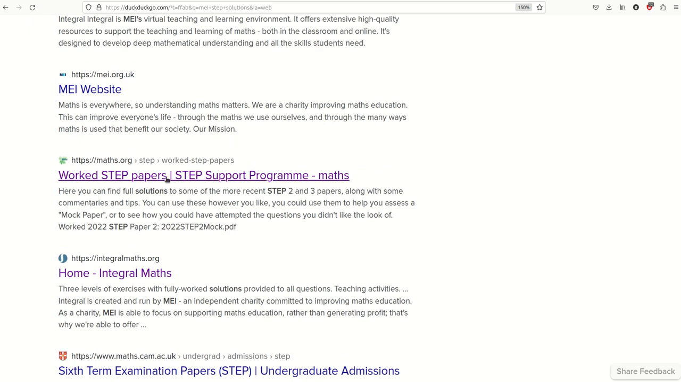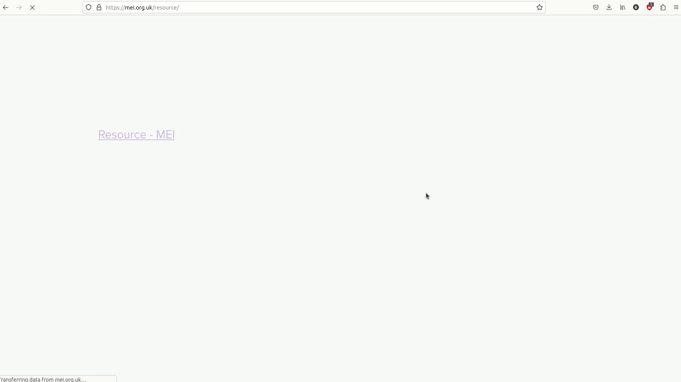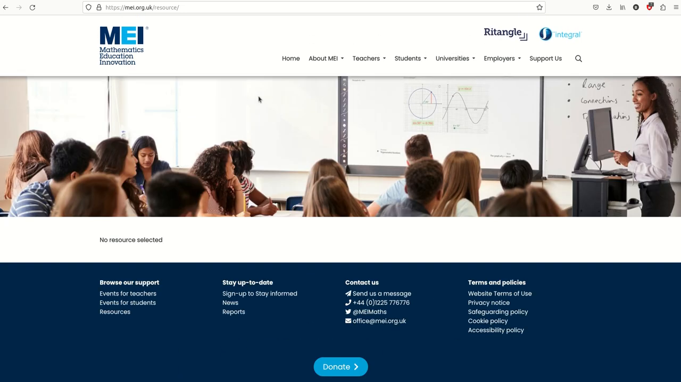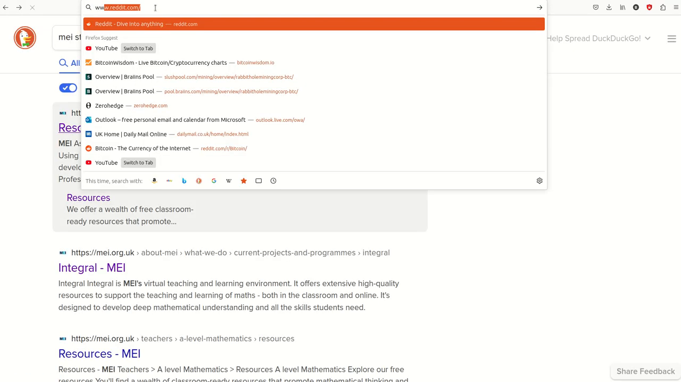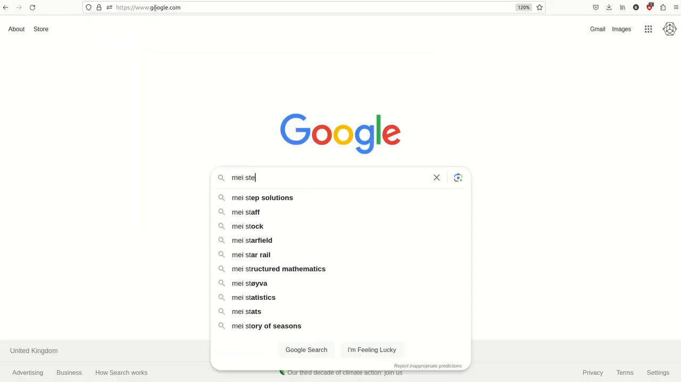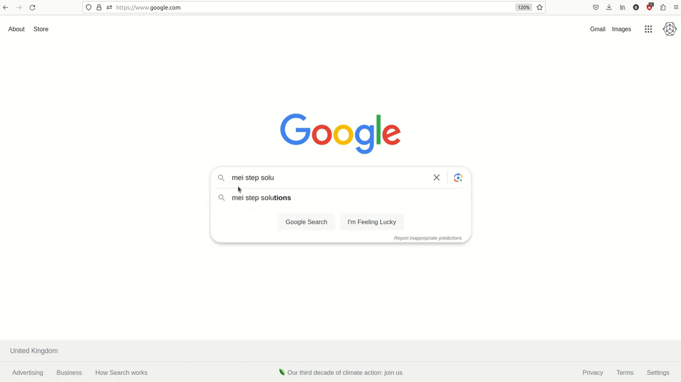MEI Step Solutions. Work Step Solutions. It might just be on this front page. You have to scroll down a bit. They've hidden it. It's like a needle in a haystack, this, but well worth being aware of. No resource selected. Okay, I might have to try the evil Google. MEI Step Solutions.